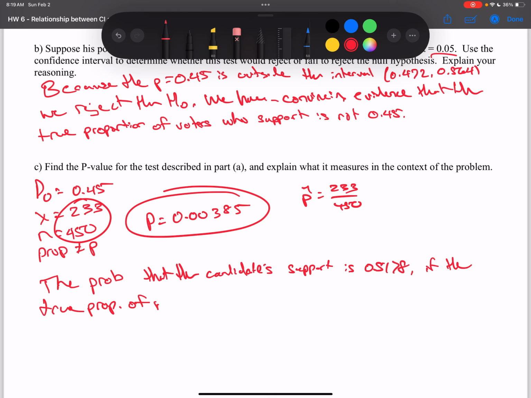of people who support is 45%, is that p-value, 0.00385. Again, the definition: the probability of the candidate's support being that p hat if the proportion is really 0.45 gives us a probability of 0.000385. Okay, again, just the definition.